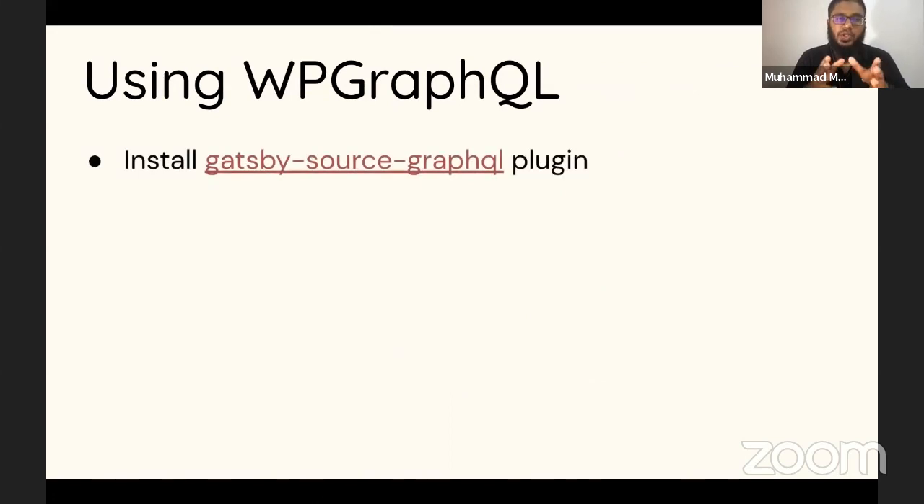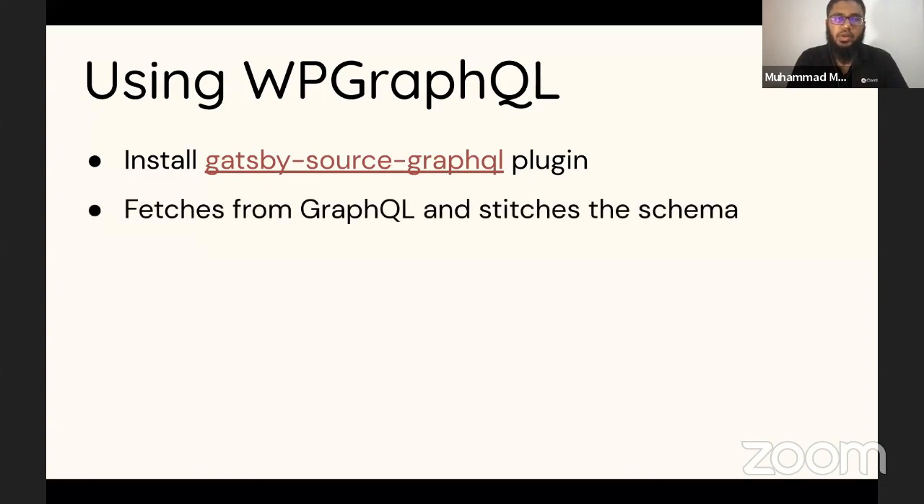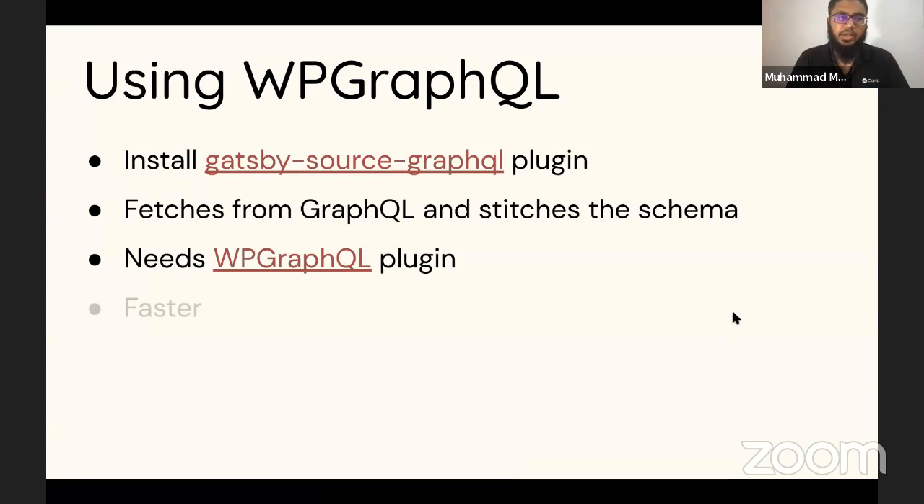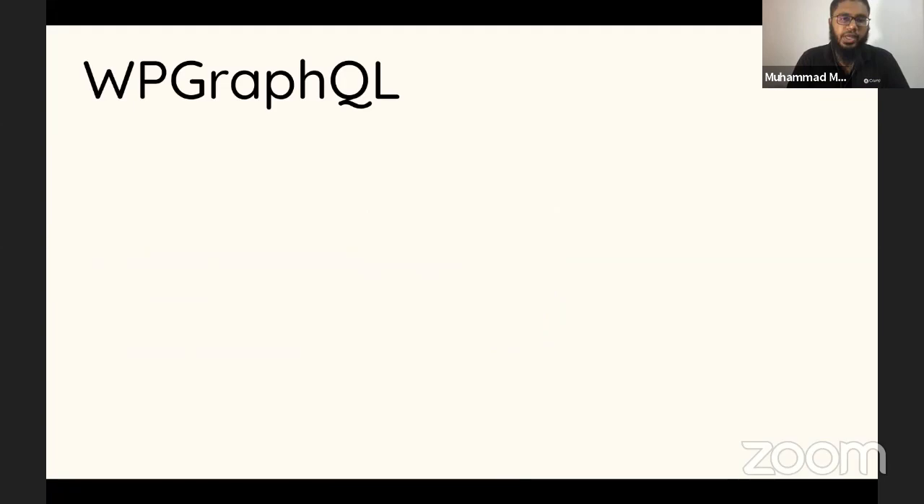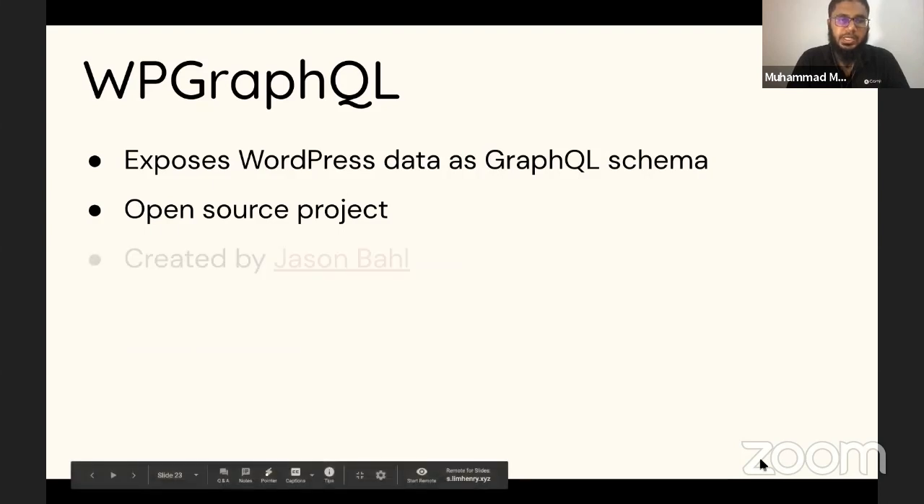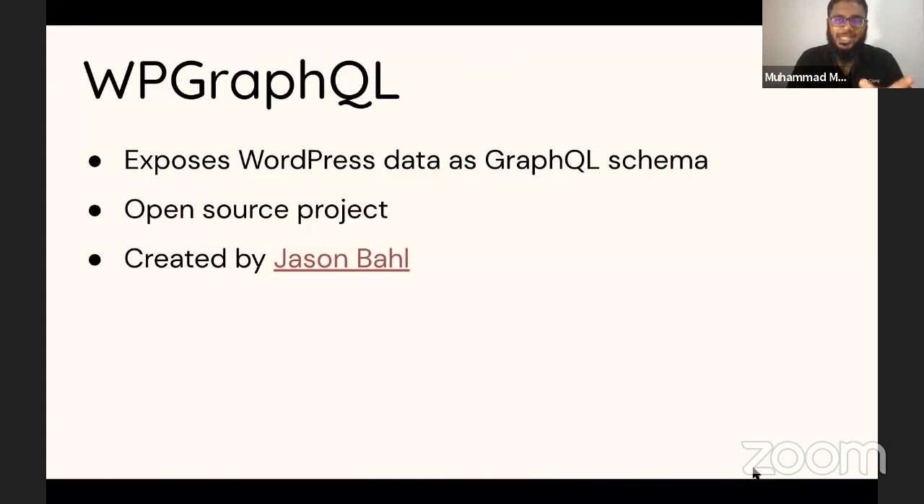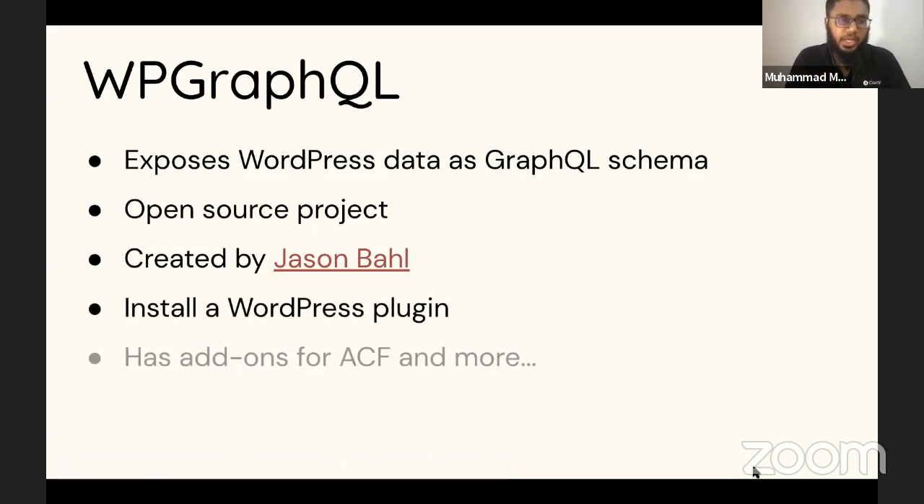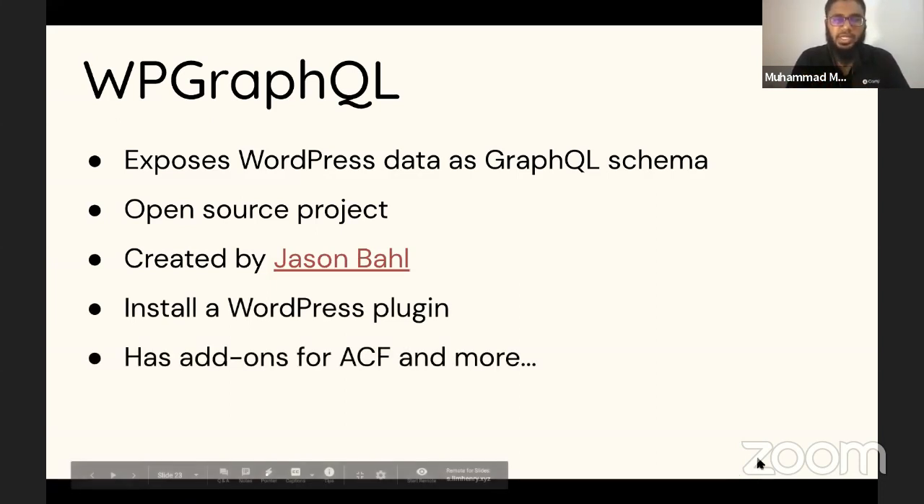You have to install a plugin in your Gatsby site, which will fetch data from a GraphQL server, and then WP GraphQL is a WordPress plugin which you install on your WordPress site, and it's a faster and more scalable way than REST API. So WP GraphQL exposes WordPress data as a GraphQL schema. It is an open source project created by Jason Bahl, and it's maintained by the community. And by the way, this project is sponsored by Gatsby, the company, Gatsby JS Inc. It's a WordPress plugin, and it also has add-ons for WordPress features like Advanced Custom Fields, WooCommerce, and so on.